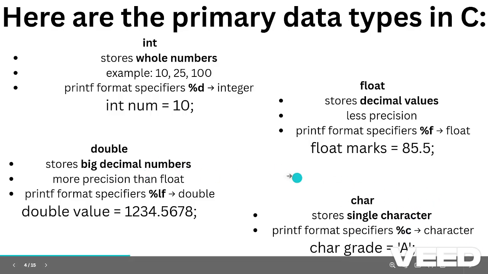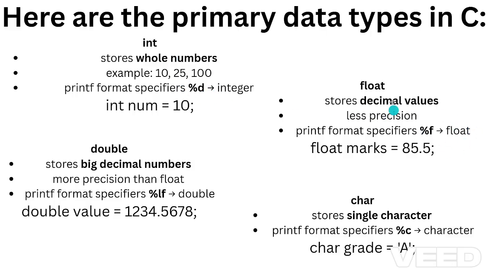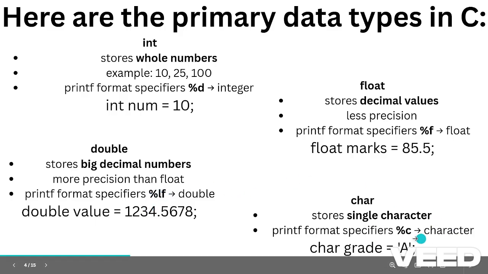These are single characters. For the printf format specifiers, we use percentage d for int, percentage f for float, percentage lf for double, and percentage c for char. For a character like grade, we should always use single quotes, like 'A'.